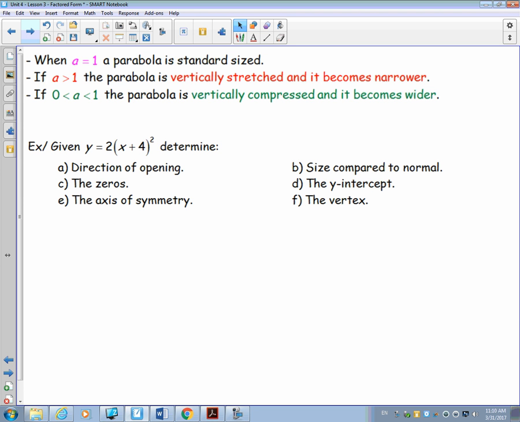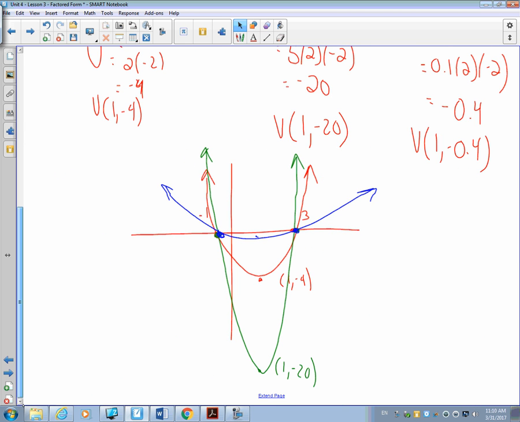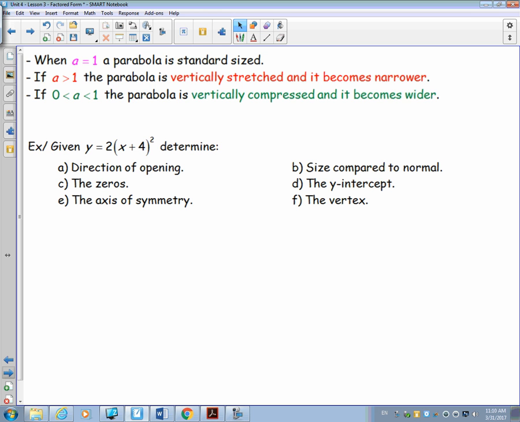Okay? A standard parabola has an a value of 1. If we make it larger than 1, we stretch it, and your parabola becomes narrower, like the green one right here. Okay, it got narrower because it got stretched. If it's between 0 and 1, in other words, if it's a fraction, a tenth, a fifth, a half, a quarter, something like that, it's going to be compressed, and it gets wider.